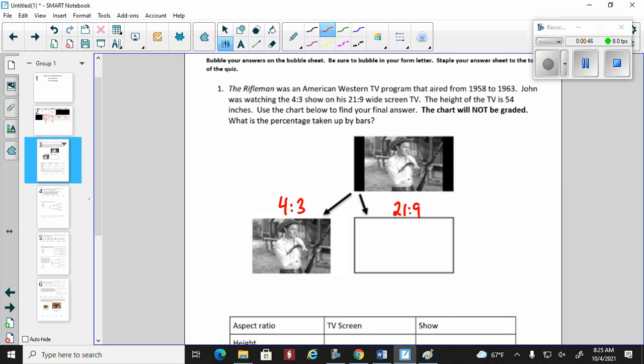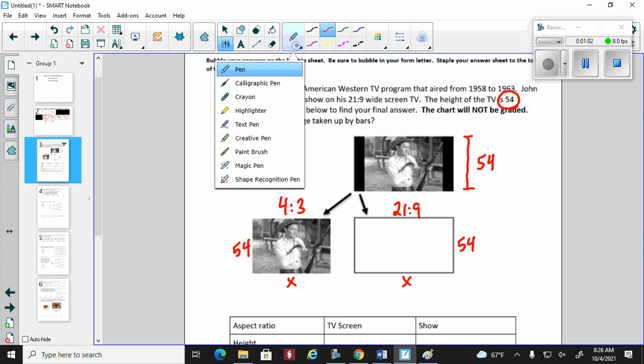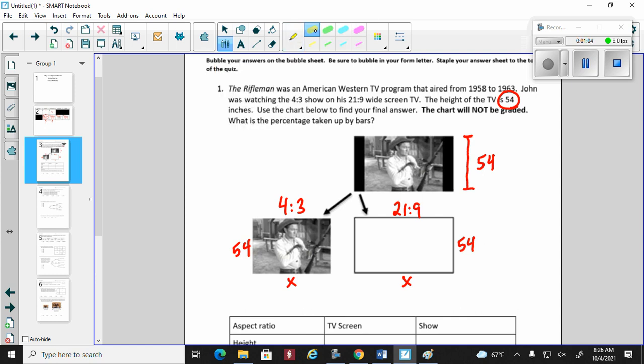It says that the height of the TV is 54. So if the height of the TV is 54, that means the height of each box is 54, which means we need to find the width. Remember what I said: count how many numbers you're dealing with. You have the 4 and the 3, those are two numbers, the height, which is 54, and then the width. Those are 4 things. If you're ever dealing with 4 things, you create a proportion.